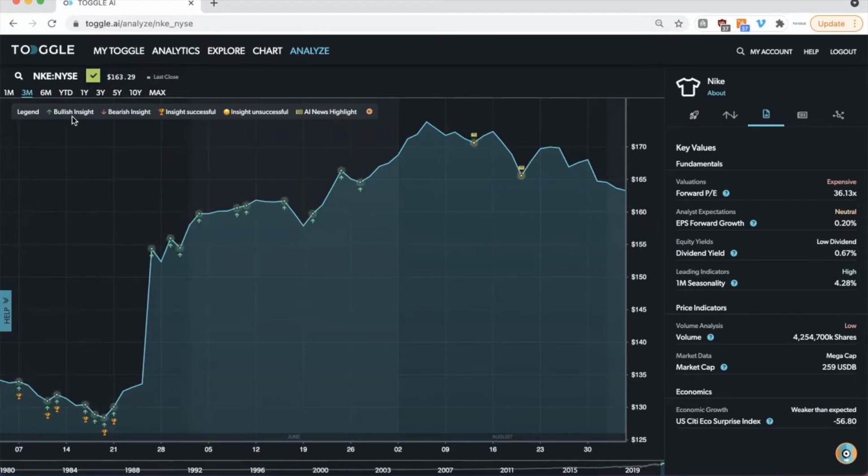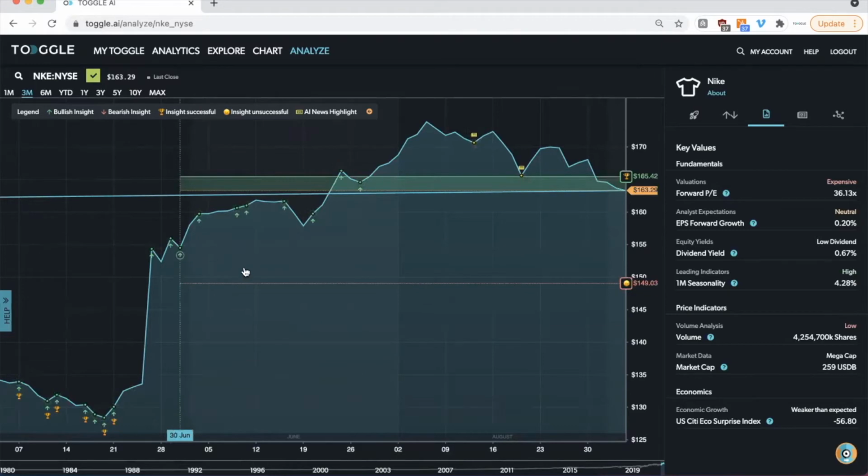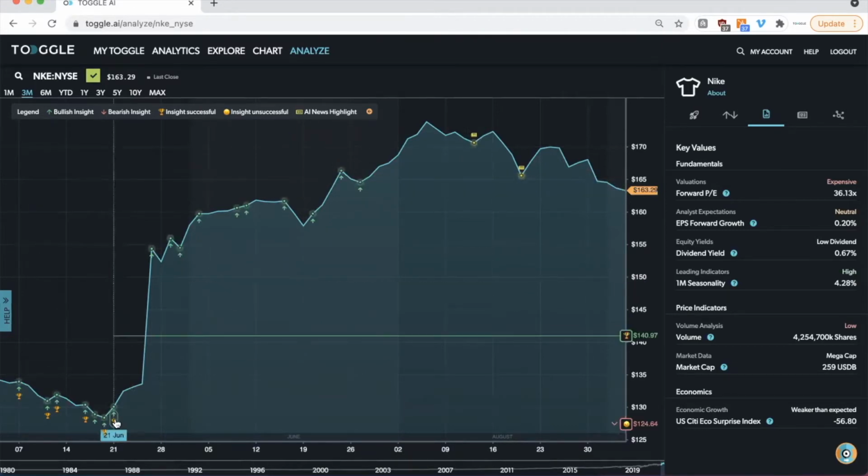Another way to understand what exactly is going on in the graph is by reading this little legend over here. Green arrows pointing upwards are bullish insights, red arrows pointing downwards are bearish insights. If an arrow has a golden trophy next to it, that means that the insight has been achieved. So what does that mean?